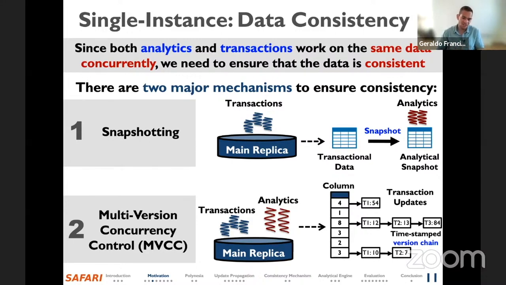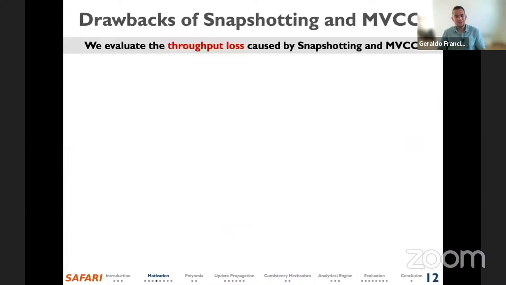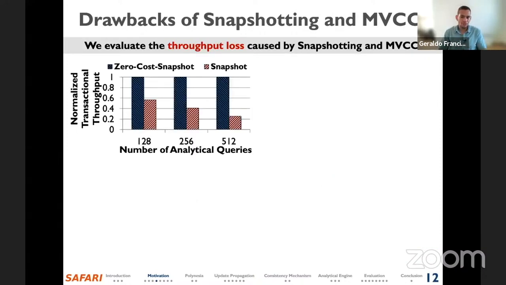During execution, instead of reading a separate snapshot, an analytical query can simply use a timestamp to read the most up-to-date version of the data at the time the query starts. We evaluate the impact of snapshotting and MVCC on transactional and analytical workloads. This plot shows the impact of snapshotting on the throughput of transactional workloads for a varying number of analytical queries. We compare the snapshotting-based system against a hypothetical system where snapshotting has zero cost.